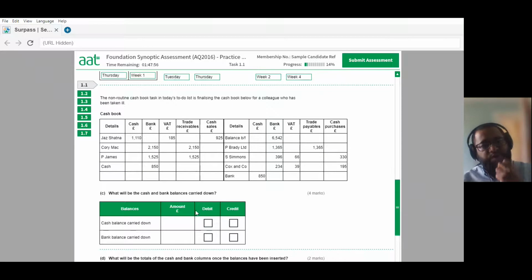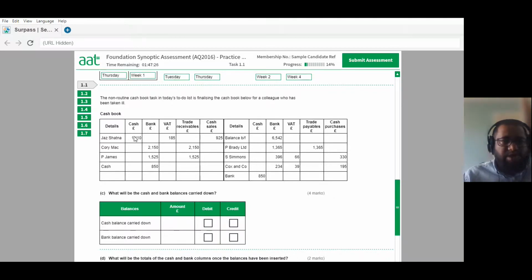Now the next part of the question is a cash book. The non-routine cash book task in today's to-do list is finalizing the cash book below for a colleague who has been taken ill. So what we now have to do, what will be the cash and bank balance carried down? So imagine it's asking you what is the carried down figure. That will be on the opposite side to where you normally have your balance brought down. So this is going to be your balancing figure.